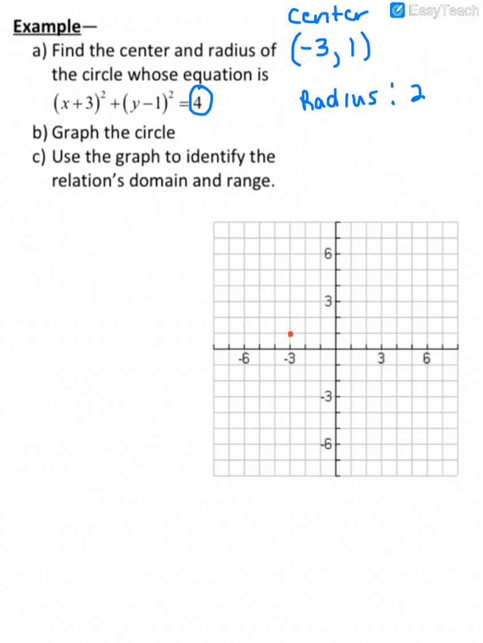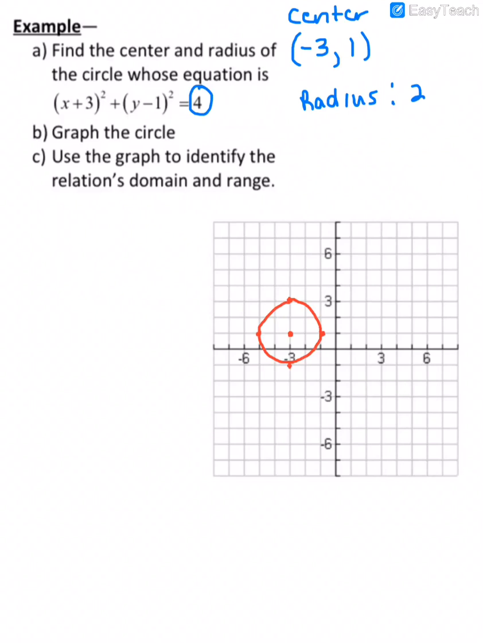And since my radius is 2, we just need to go 2 spaces away from the center in every direction. So I'm going to go 2 spaces up, 2 spaces to the right, 2 spaces down, and 2 spaces to the left. And then just connect those dots. And that gives me my circle.